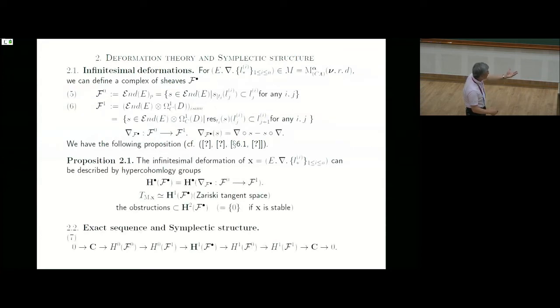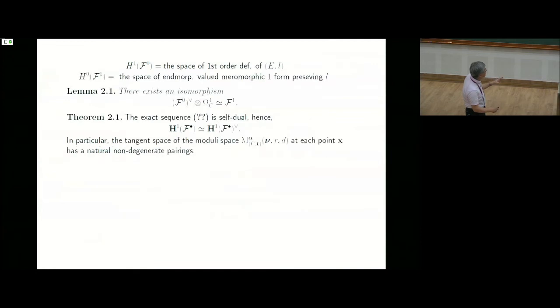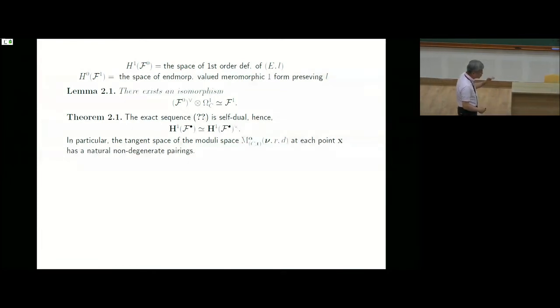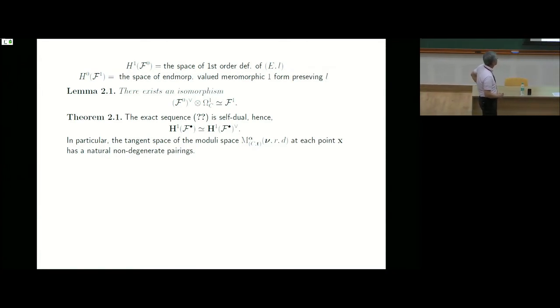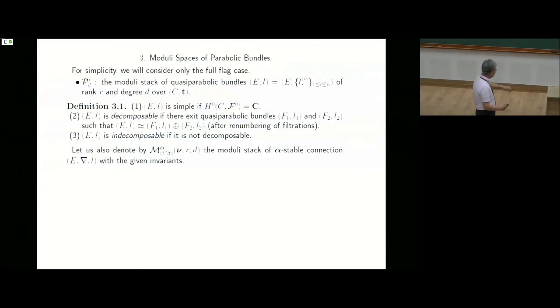So if you take a dual exact sequence like this, then the total H1 F dot is also isomorphic to the dual space of H1 F dot. This means that you have a non-degenerate symplectic form at each tangent space. So this proves that locally you have a symplectic structure, but to get a global symplectic structure on M, it is rather difficult to prove that it is non-degenerate. But Inaba succeeded in proving that it is non-degenerate. So that you have a nice non-degenerate symplectic two-form on M.